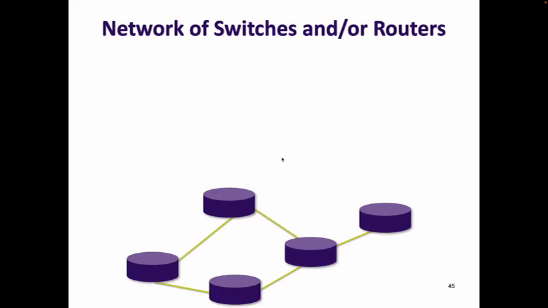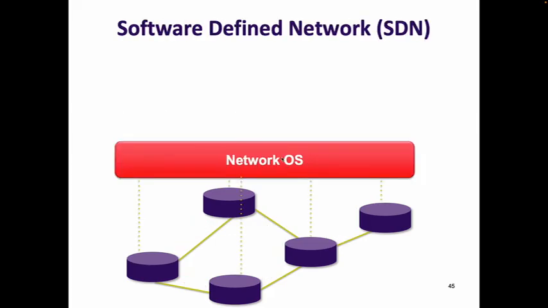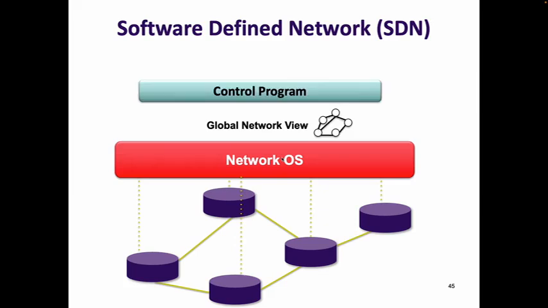So this is the picture of what we used to do before SDN. You have a bunch of routers and switches, and they would have these pairwise exchanges with each other and run some distributed algorithm. And it's a complicated task-specific distributed algorithm. But in SDN, what you do instead is have a network operating system that's really just a server or several servers, and each of the routers talks to the network operating system, which then builds a global view. And then you write a control program on top of that global view. And that control program can do routing, it can do access control, whatever, but it does it based on that.